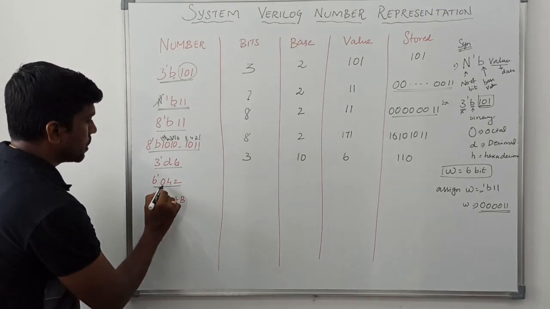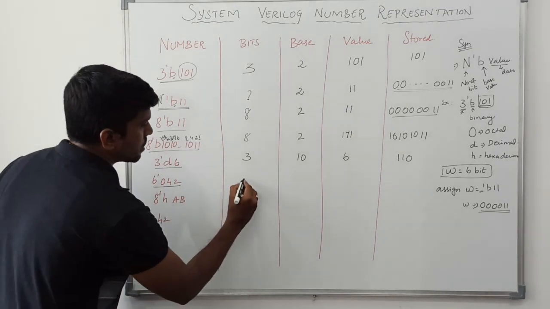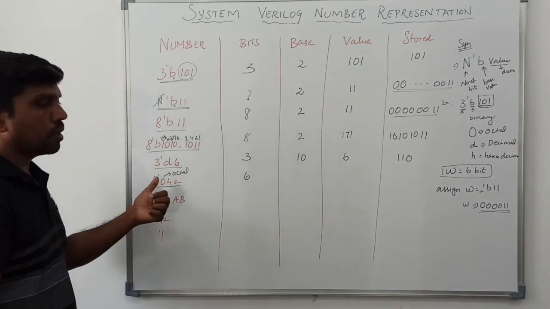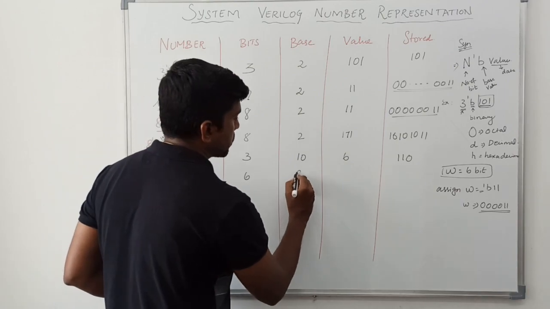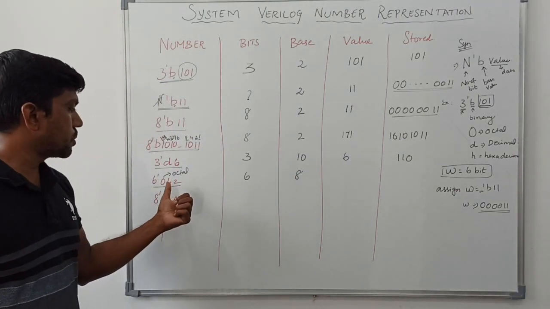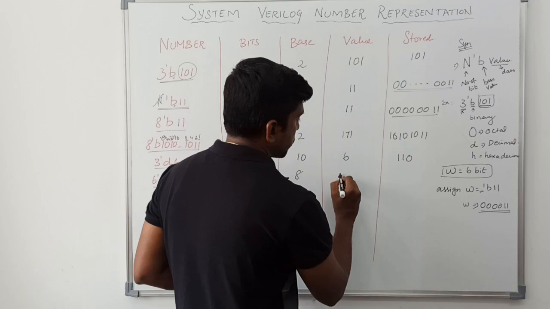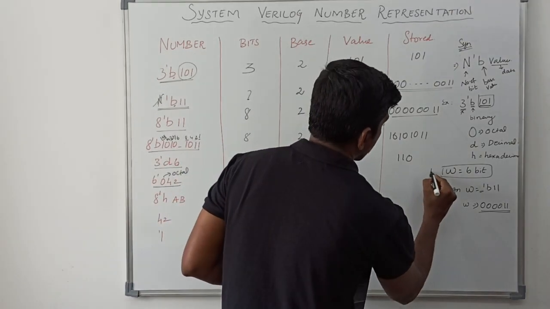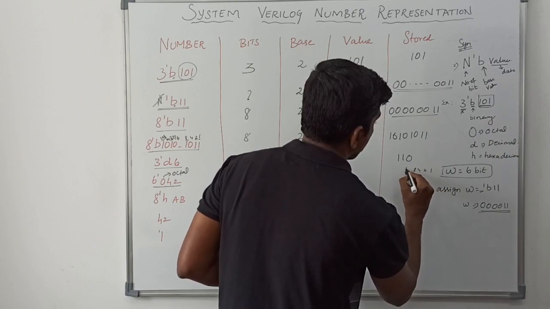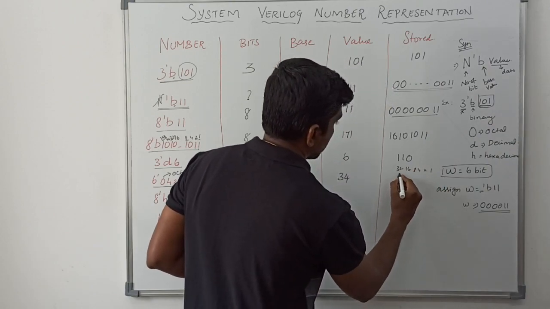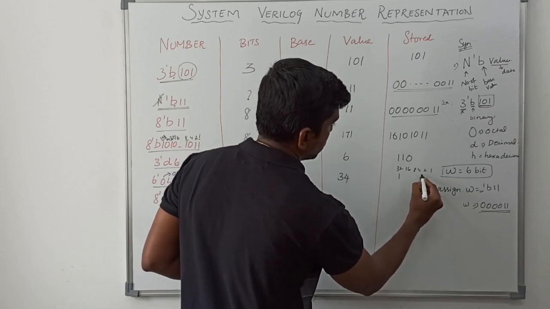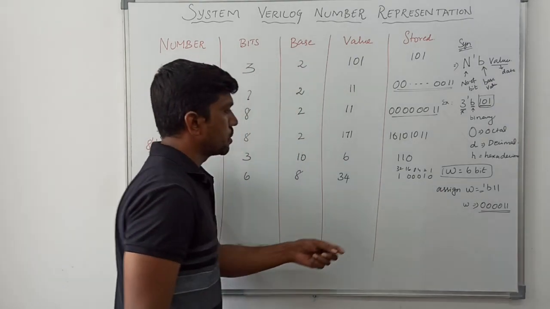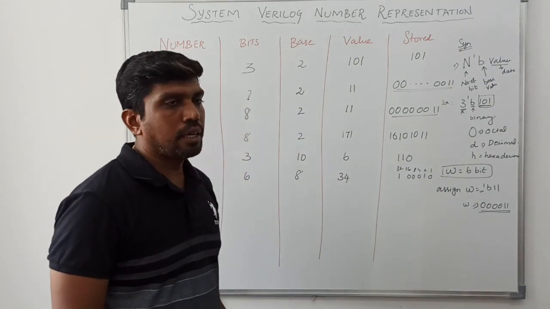Then 6 tick O 42. 6 is the number of bits. O represents octal, so it is the octal number system, and the base value is 8. Then 42, whose equivalent decimal value is 34. The stored value we find here: 1, 2, 4, 8, 16, 32. Put 1 at the 32 place, 1 at the 2 place, and all remaining places 0. So this is the 34 equivalent binary number.